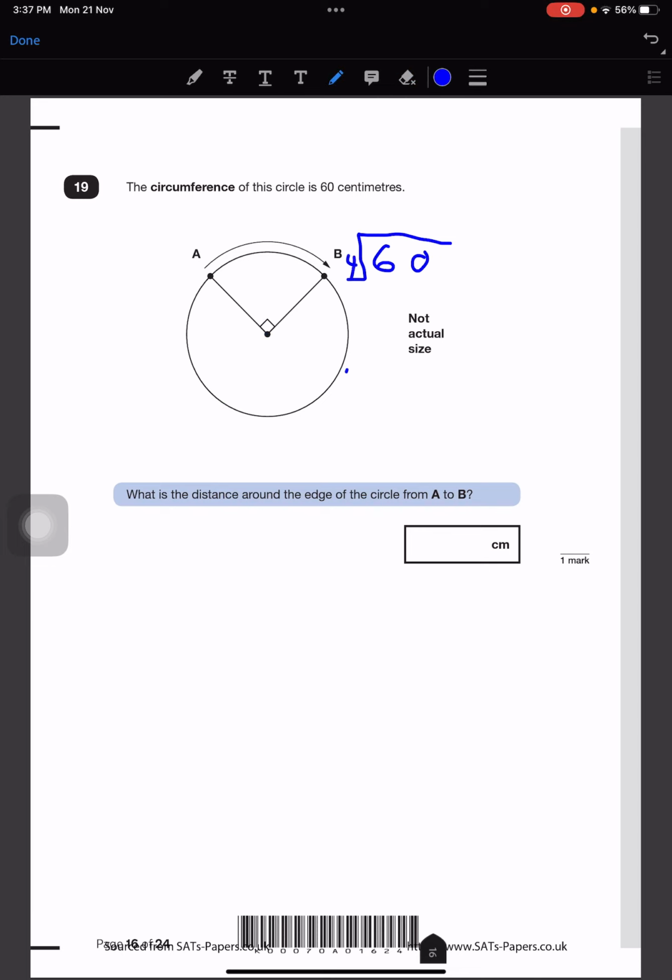So 4 ones are 4. Subtract, and then we get minus 1 will be 2, and then 0 comes, and 5 fours are this. So 15 centimeters is our answer.